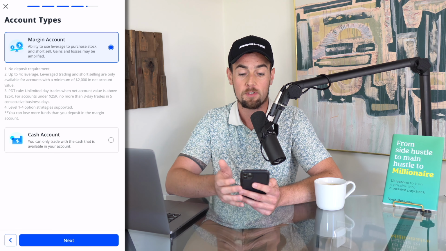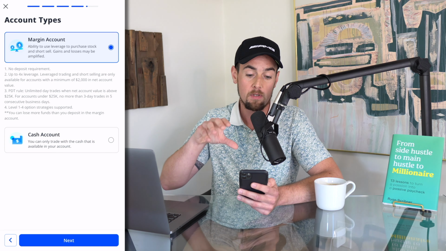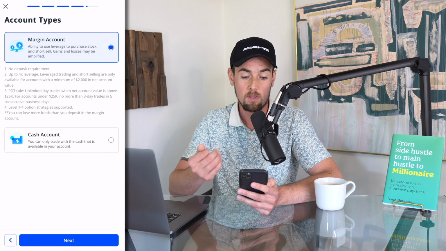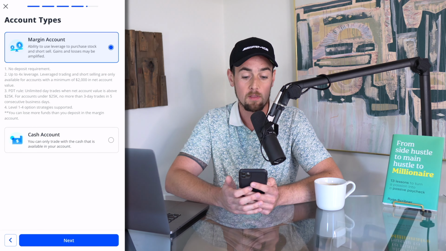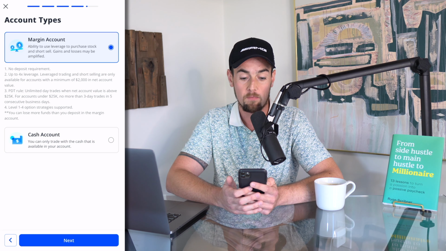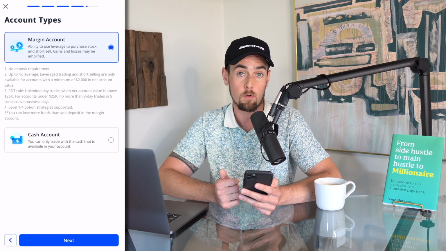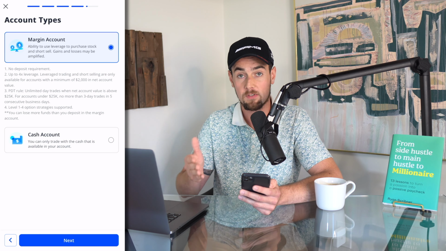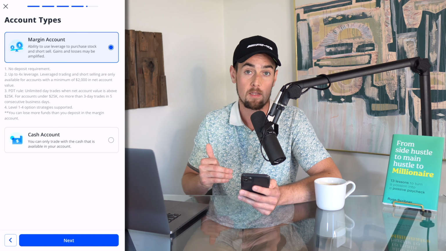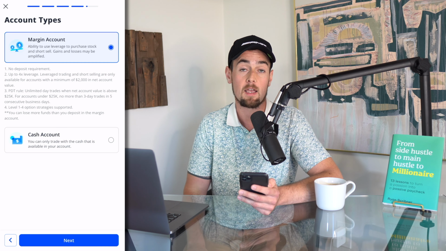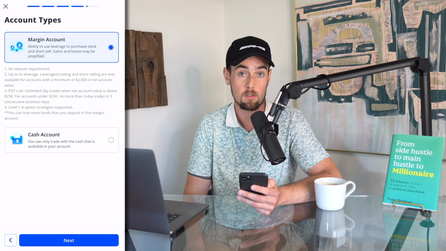Although you might be interested in opening up a margin account because of some of the PDT or pattern day trader rules. With a margin account, you do have unlimited day trades when the net account value is above 25,000. That is something that you may run into with Webull or other trading apps: restrictions on how many trades you can place in a given trading week. Otherwise, you can get flagged as a PDT or pattern day trader.